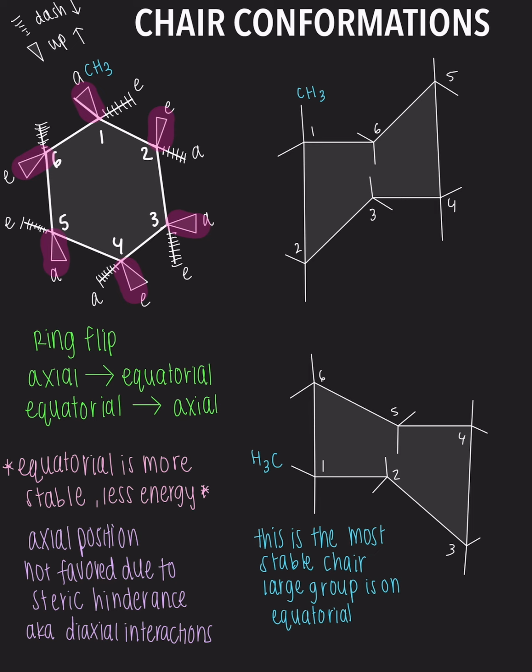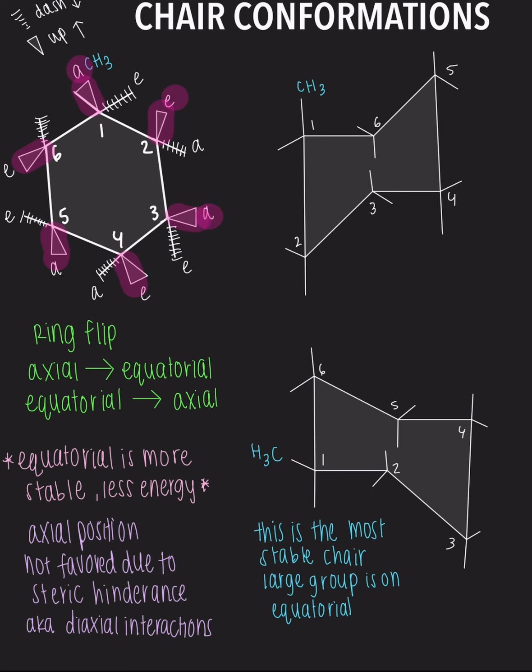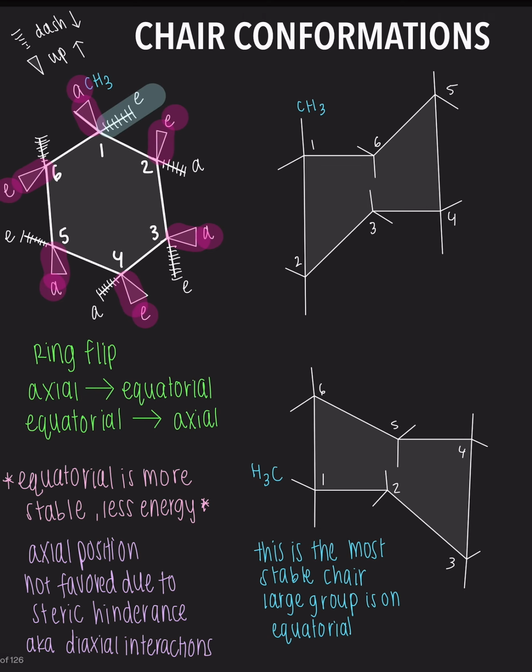I'm going to put in order. So first axial, then equatorial. Then axial, then equatorial. Then axial, then equatorial. Then I'm going to draw all the dashes. So here are all the dashes. So I'm going to do, since this one was axial, this one has to be equatorial. So equatorial, axial, equatorial, axial, equatorial, axial.